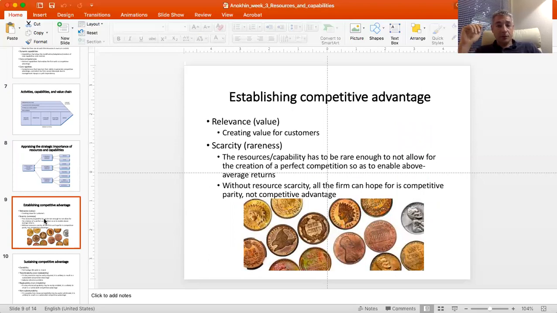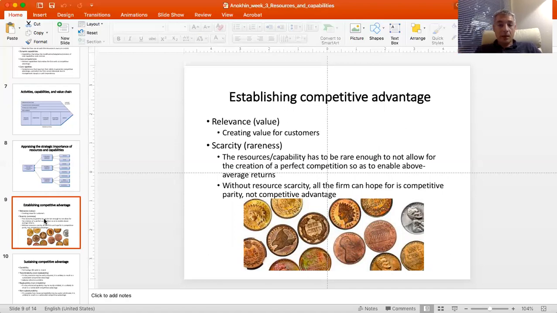So first of all, when you look at establishing competitive advantage, for capabilities to be a source of competitive advantage, two things are absolutely essential. That capability has to be valuable, right? Your textbook refers to it as relevance. So it has to create value for customers. If no one wants to pay for what you can offer, then there's very little sense investing in that capability or maintaining that capability to begin with.